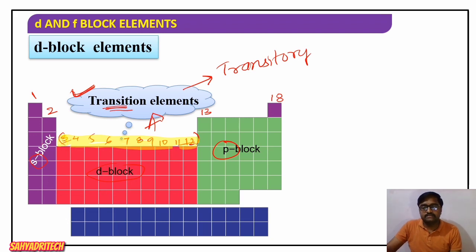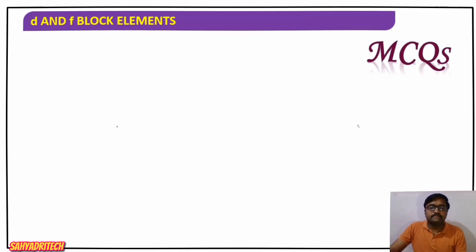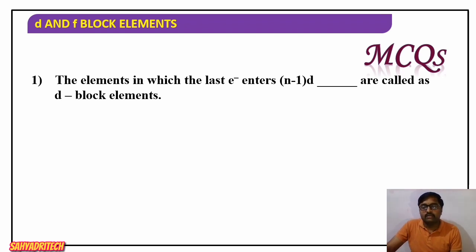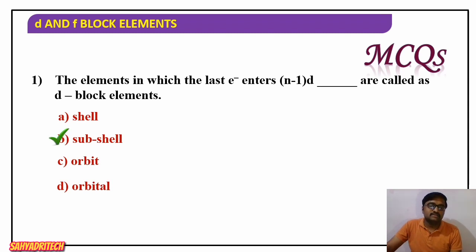Now, coming to the MCQs. The elements in which the last electron enters the (n minus 1)d dash are called D block elements. The options are shell, subshell, orbit, and orbital. What is the answer here? The (n minus 1)d subshell, right? So the second is the right choice.